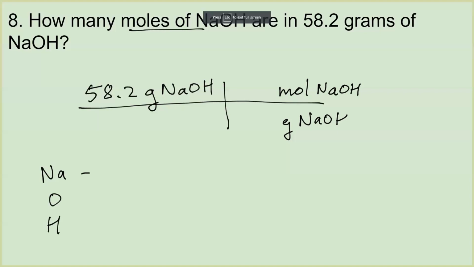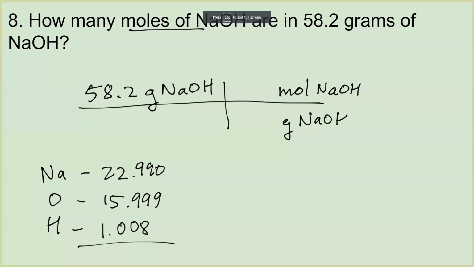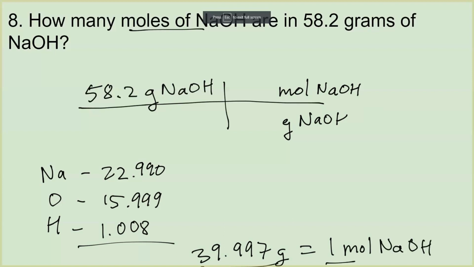So sodium's mass is 22.990, oxygen's is 15.999, hydrogen's is 1.008. If I go ahead and add all those together, I get almost 40. I get 39.997 grams, and that is equal to 1 mole of NaOH. So now I got to plug in the numbers. The 1 goes with the mole. The 39.997 goes with the grams.